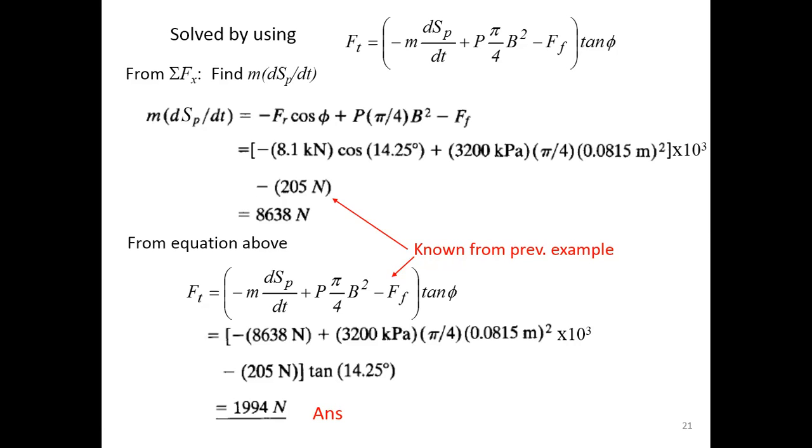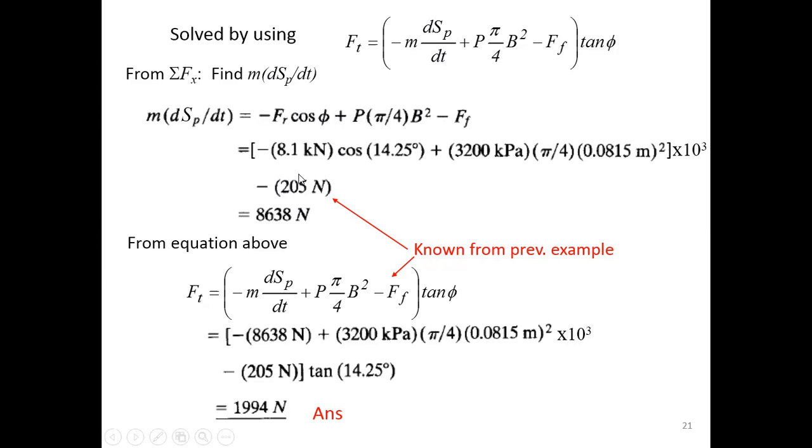Okay, so if we want to use the equation, we have to first find this term, the mass of the piston times the acceleration of the piston, which can be found from the summation of force in the x direction. We know the connecting rod force, we know phi here, we know the pressures, and we know the frictions.